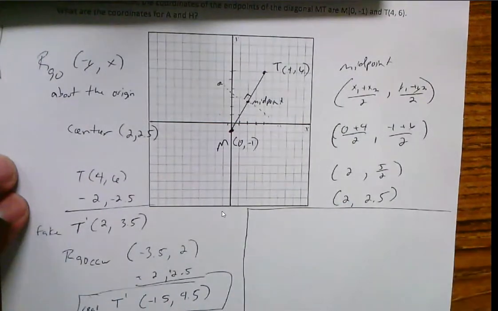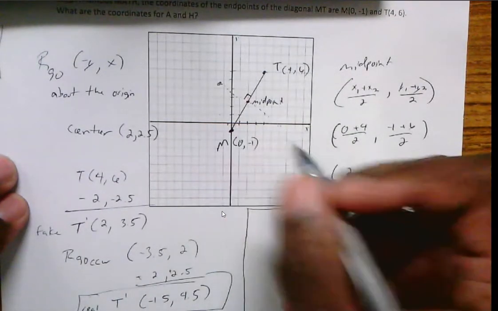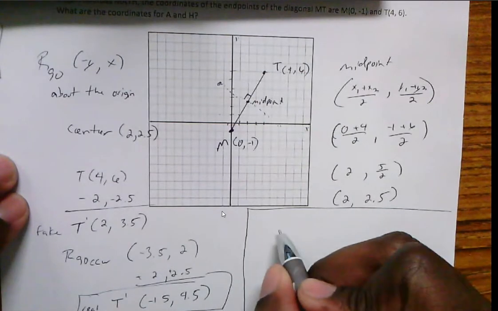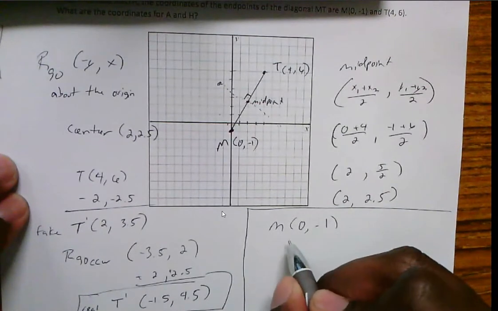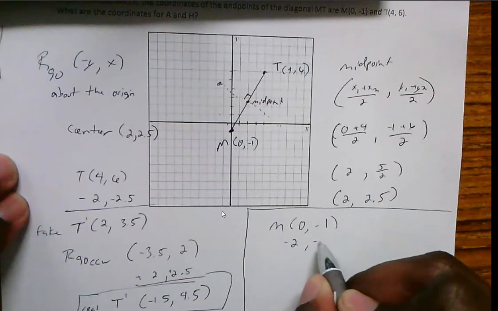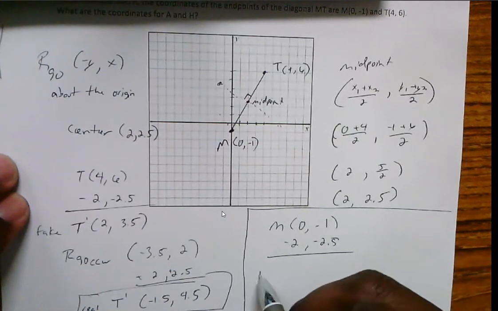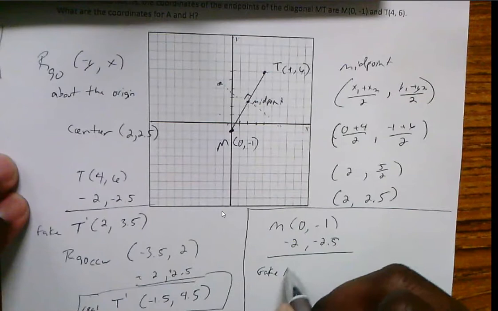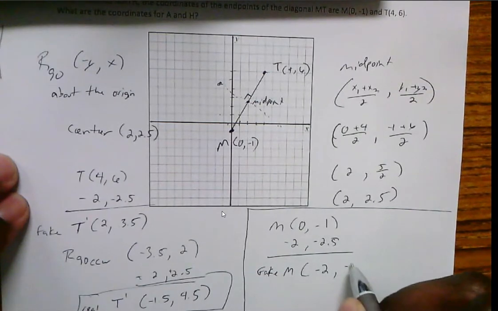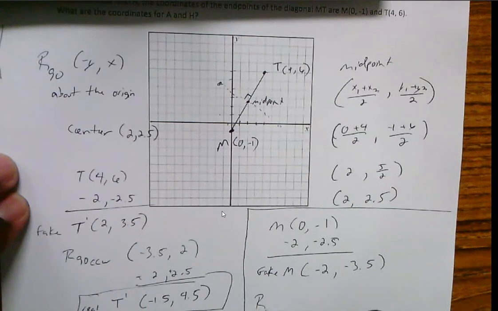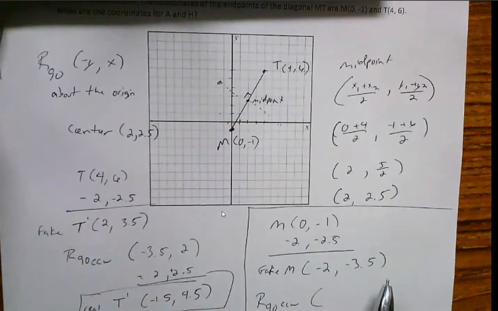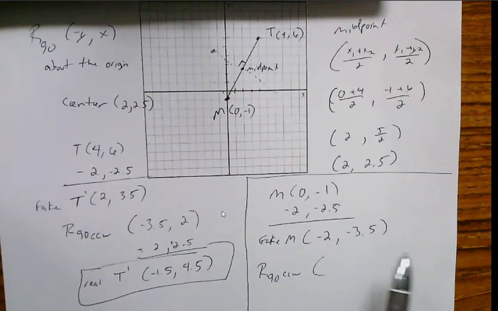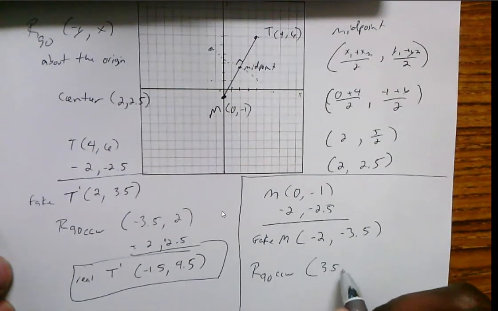So to find M prime, I'm going to start off with the point M at 0, -1. I'm going to subtract the center from it again. So subtract 2, subtract 2.5. So I got my fake M. That should be -2, -3.5. Rotate it 90 degrees counterclockwise. It makes it (-y, x). So that makes that coordinate become +3.5, -2.